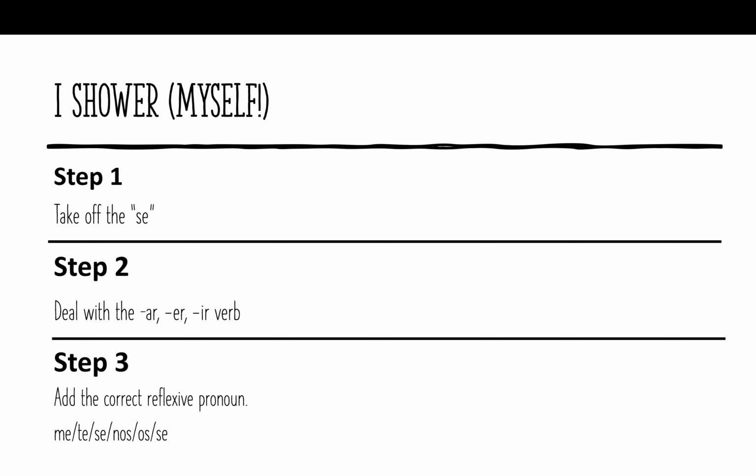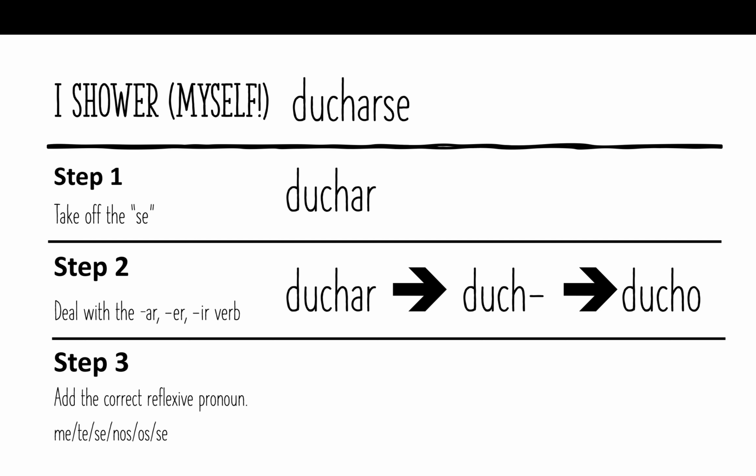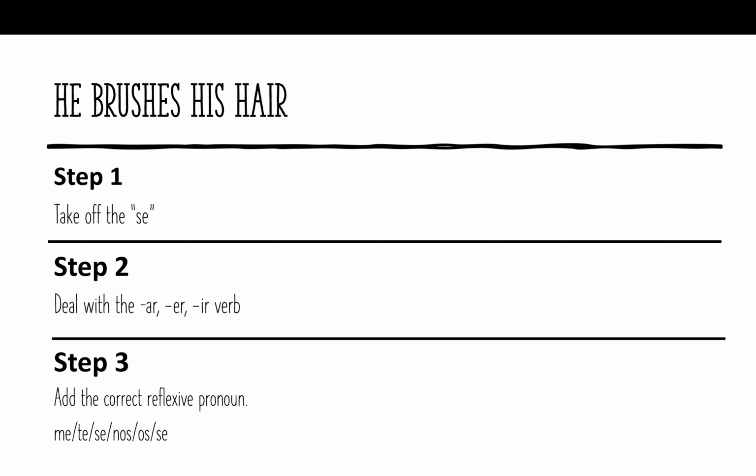Como siempre. So the first one, I shower myself. Strangely enough, would translate as I take a shower, or I have a shower. So the verb is ducharse. First thing we do is we take off the se, leaving us with duchar. We deal with the AR verb for I. That's taken off the AR, giving us our stem, and then adding the correct ending for I, which is ducho, and adding the correct reflexive pronoun for I, which is me. Me ducho, I shower myself, I take a shower.